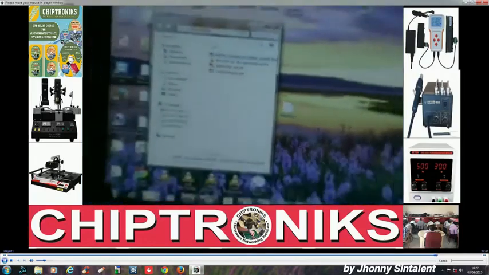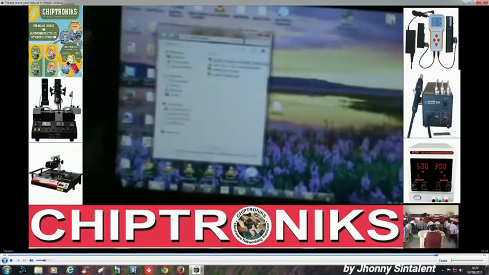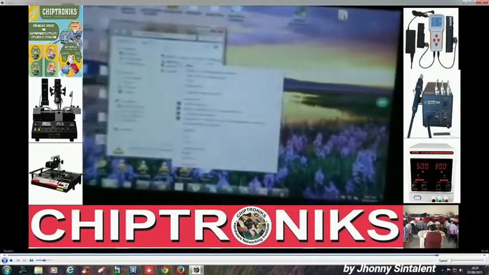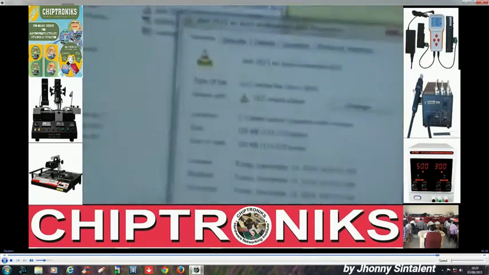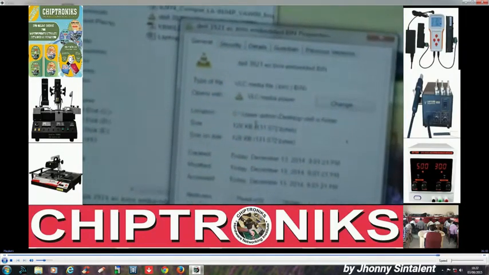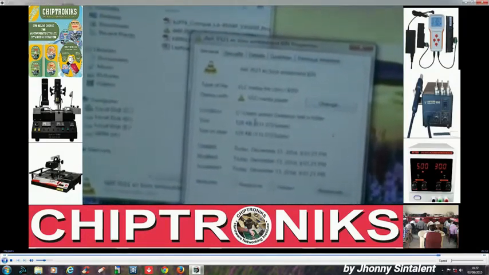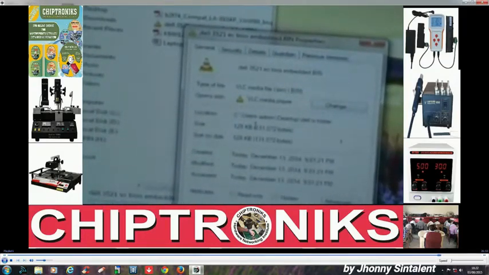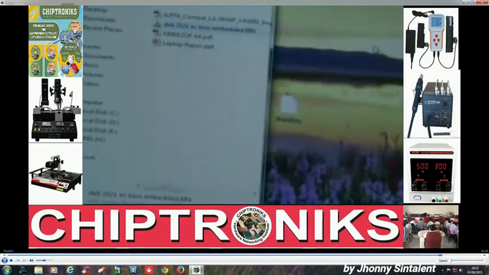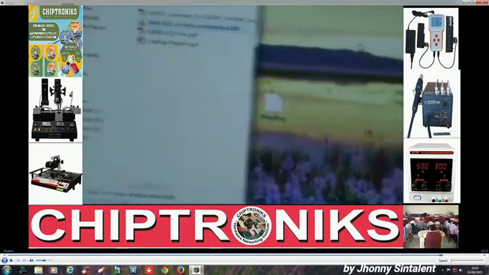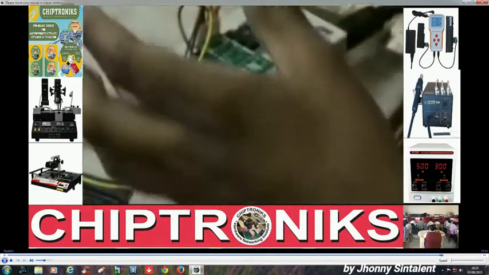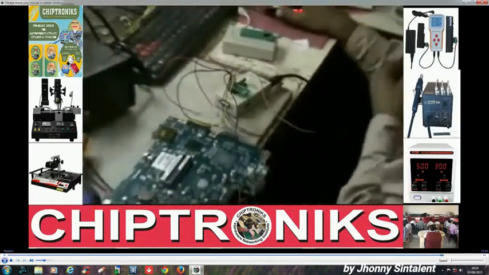And this is the folder, and you see this is 128 KB. You can see in the data sheet the embedded flash present inside this IO controller is 128 KB. So we can use this RT809F to read and write the embedded flash inside this IO controller.